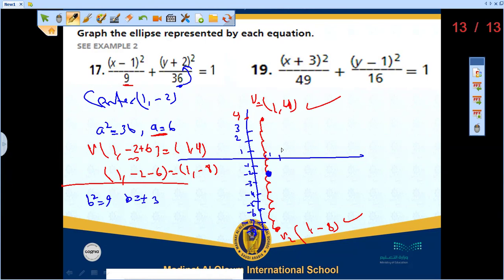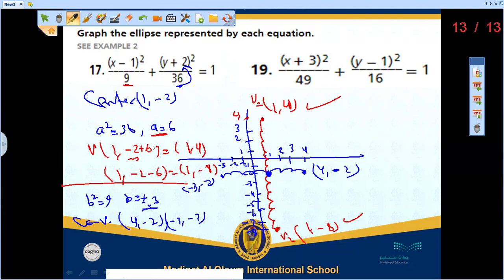I'll go right 3: 2, 3, 4. I'll go left 3: 1, 2, 3, 4, negative 1, negative 2, negative 3. My point here is (4, -2); this is my co-vertex. And here it's what? (-3, -2), my co-vertices: (4, -2) and (-3, -2).